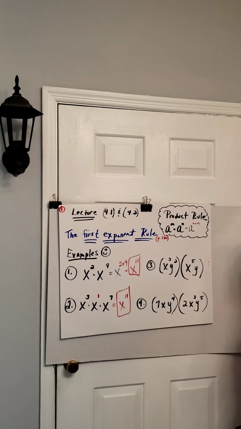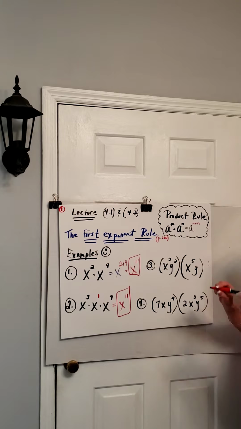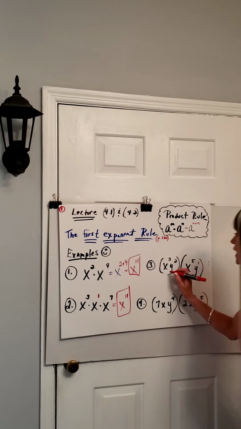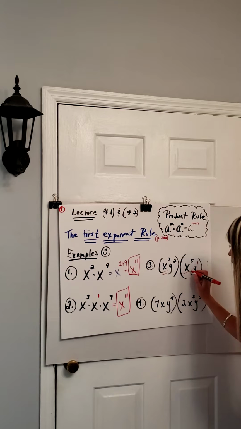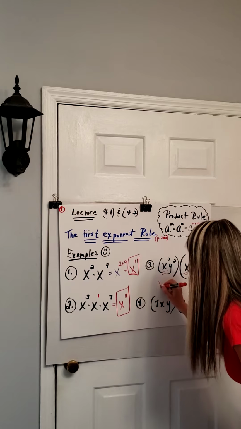Okay, look at problem number 3. Okay, so you see that this guy has a cube, he has a square, he has a 5. He doesn't have anybody, but you know he does. He has a 1. Okay, so I feel like it's worth it to take the time to put that 1 in there. So you're going to put these guys together. X to the 3rd times x to the 5th. Again, when you multiply letters, you add their exponents. You're getting x to the 8th.